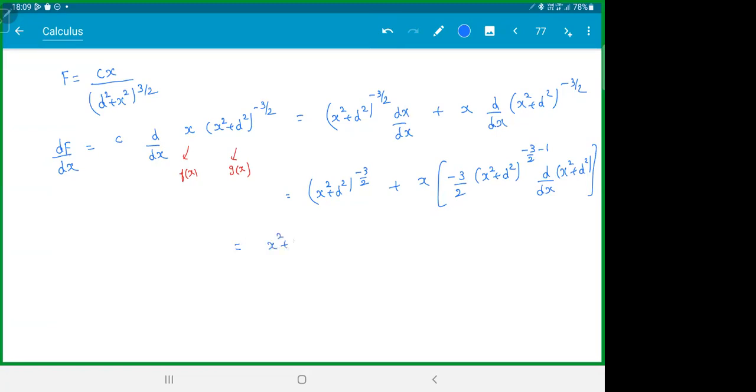Simplify further. This is a question actually from electrostatics or gravitation, two chapters. This will be minus 3x by 2, this will be x square plus d square whole power minus 5 by 2, and this will be 2x. This you're saying equal to 0. So then you just end up with x square plus d square whole power minus 3 by 2 is equal to 3x square plus d square whole power minus 5 by 2. Send it that side.